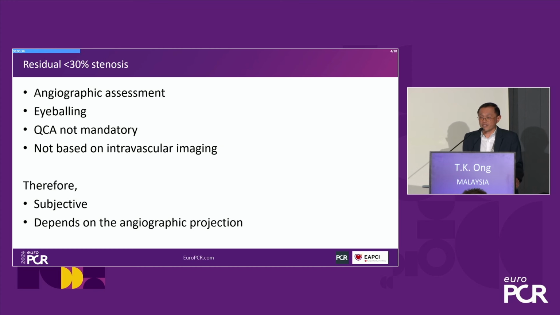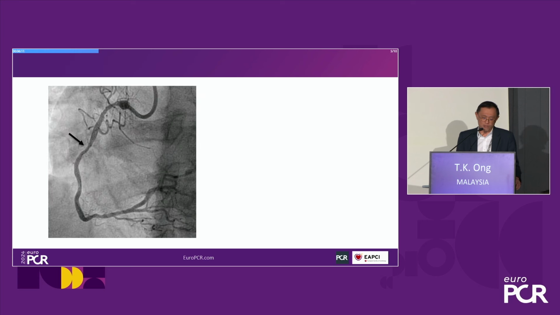However, these three criteria are a little bit problematic, right? Because the 30% residual stenosis is a bit of a subjective thing. It depends on your angiographic view, and the 30% you are talking about is based on eyeballing of the angiogram. So it's not necessary to do a QCA or intravascular imaging. What might look like 30% to one cardiologist might look more than 30% to another.